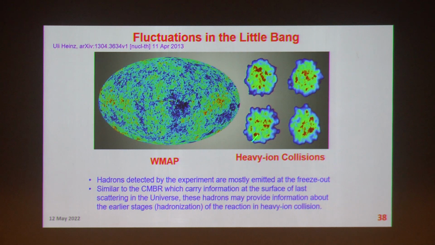This is the picture which I showed in the beginning, which was shown in the morning. WMAP temperature fluctuation. In heavy ion collision, these are theoretical model calculations from many different models coming from the Macrocosmos group, Brookhaven group, and many different hydro calculations. And these are the imprints from the early stages of the heavy ion collision.